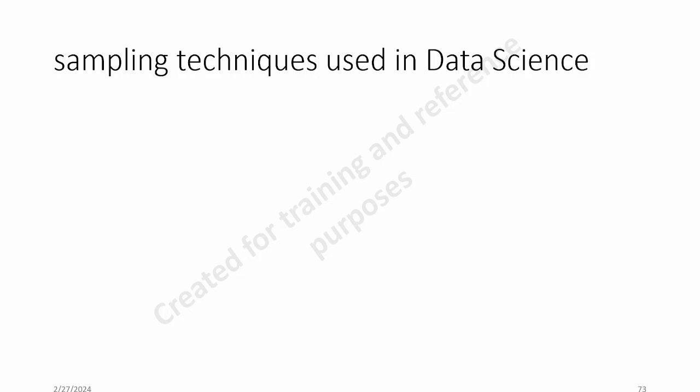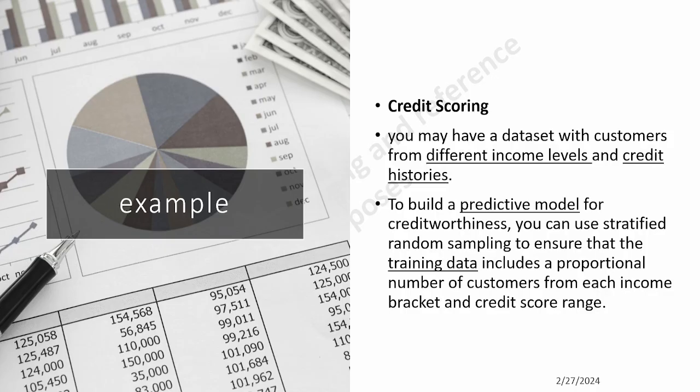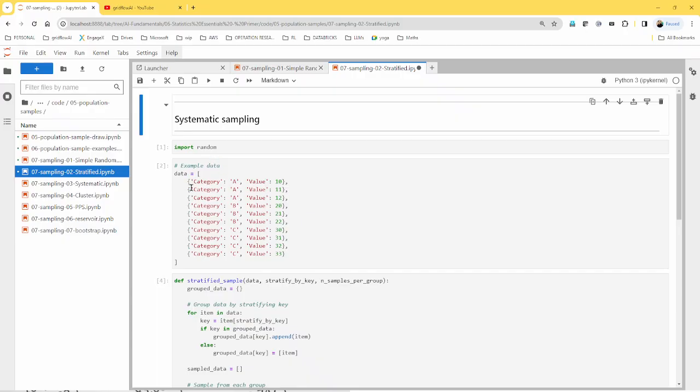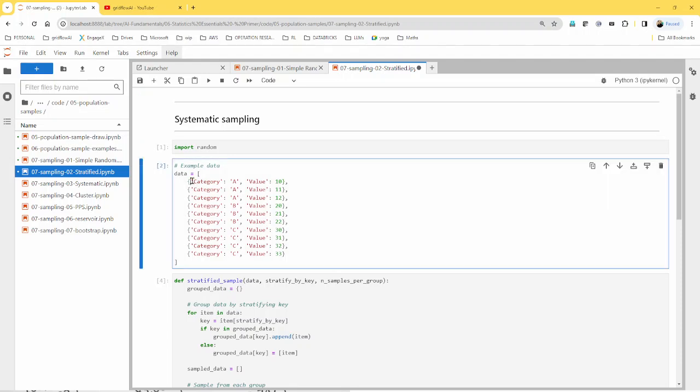So, sampling techniques used in data science. Now I'm going to use some new techniques, but before I go, I'll show you a Python code for stratified random sampling. So this is the code here. Let's say I have the data category A, B, and C, and these are the values.